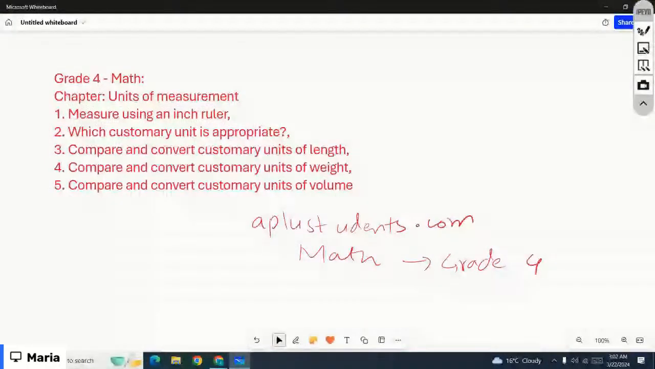We're going to start with the chapter unit of measurement, and the lessons we're going to cover from the chapter are measure using an inch ruler, which customary unit is appropriate, compare and convert customary units of length, compare and convert customary units of weight, and compare and convert customary units of volume.